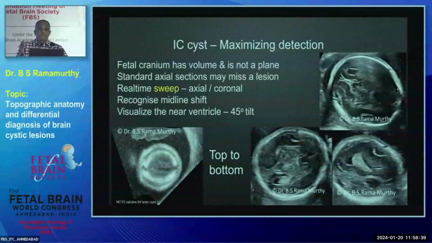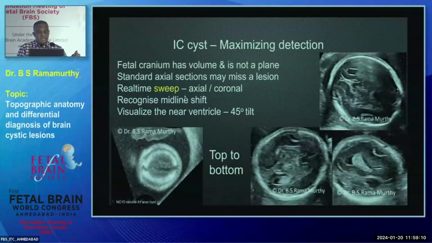We have to realize that just doing standard axial sections might miss an intracranial lesion. Therefore, we must make it a habit to do a real-time sweep in the axial and coronal planes. This is easy in the axial and coronal planes on a day-to-day basis, but if you need to do a mid-sagittal sweep, that's a tall question, a difficult maneuver to do on a day-to-day basis.